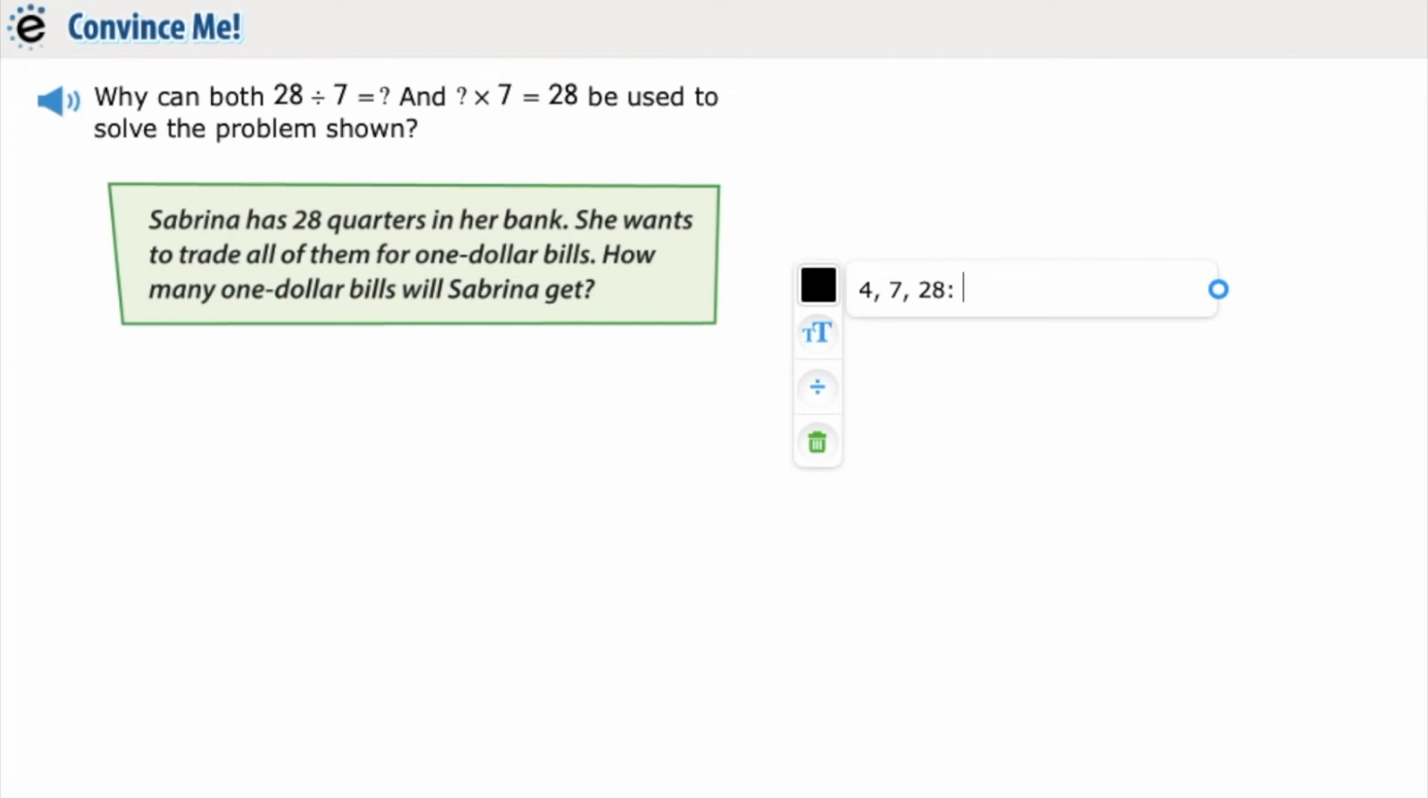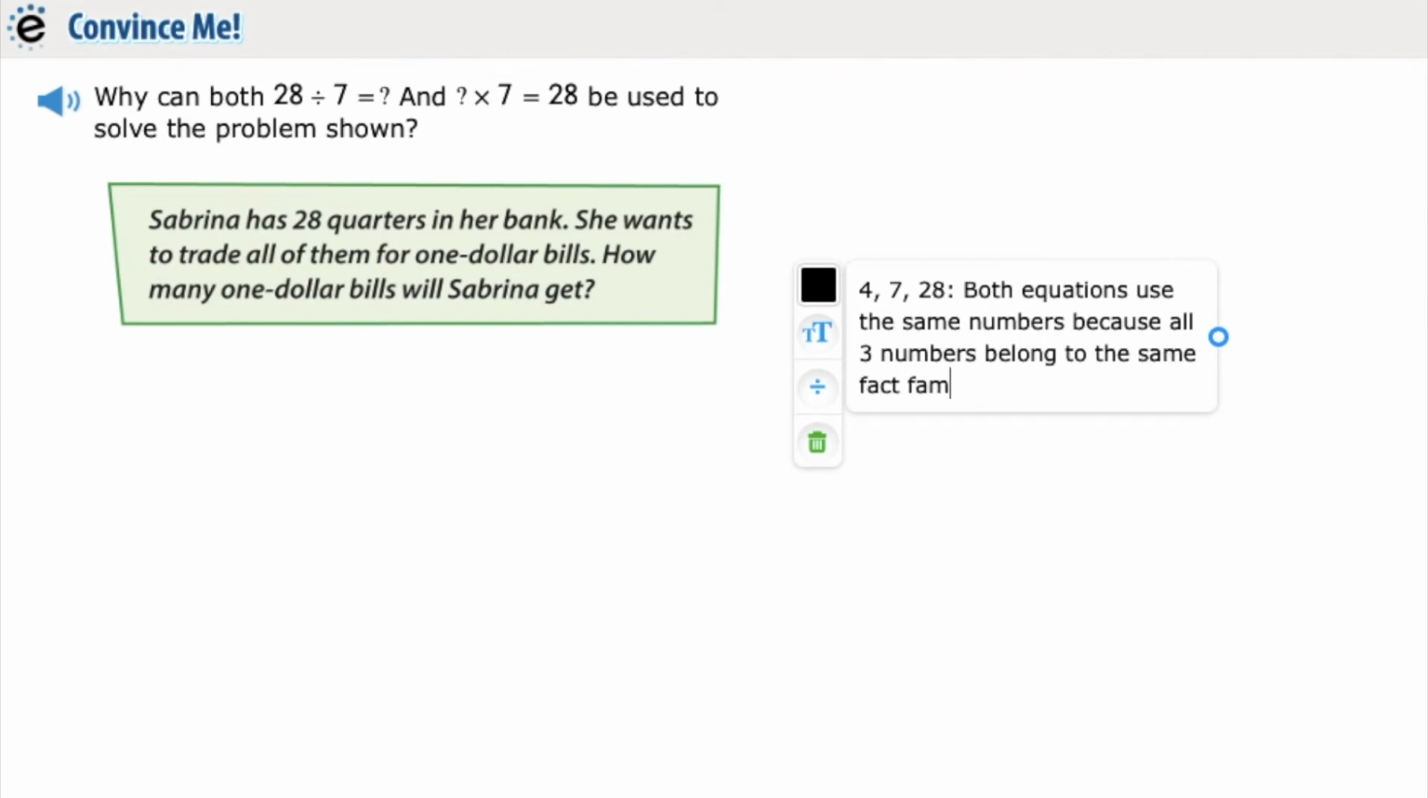So both equations, you can write this in your Convince Me. Both equations, so both the division and the multiplication use the same numbers because all 3 numbers belong to the same fact family.